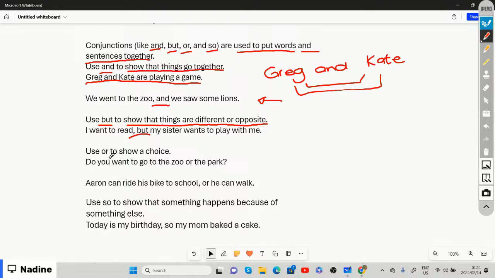Then we use the word or. And or is to show a choice. It's either this or that. That is what we mean when we say it shows a choice. So, do you want to go to the zoo or the park? Which means that this person has an option of either going to the zoo or going to the park. They need to make up their mind and choose one. It's a choice.